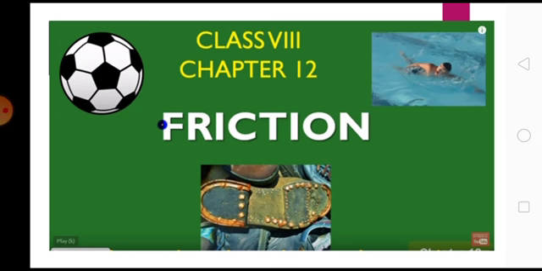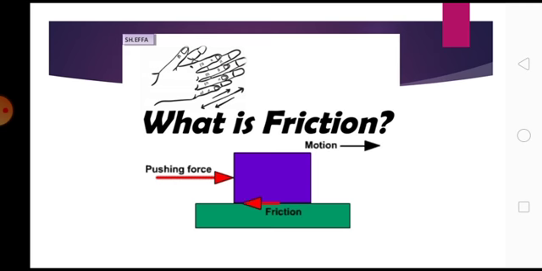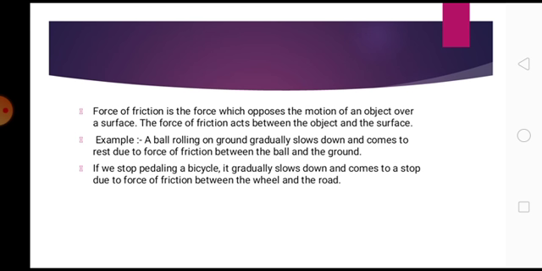So it is chapter 12. So let's start. So what is friction? Friction is the force which opposes the motion of an object over a surface. The force of friction acts between the object and the surface. Means the force of friction stops any moving object, or slows down its speed, or changes its state of motion.